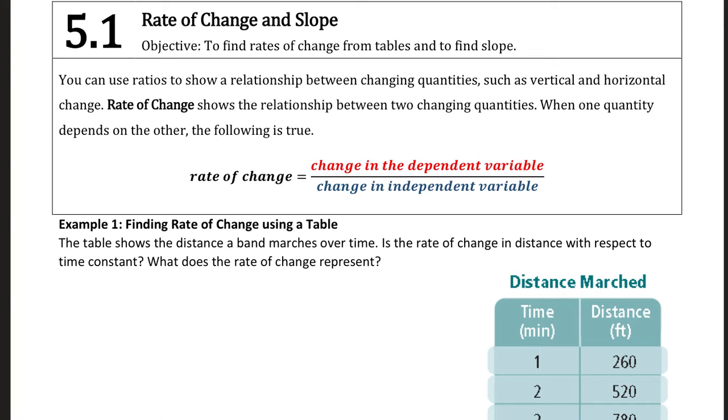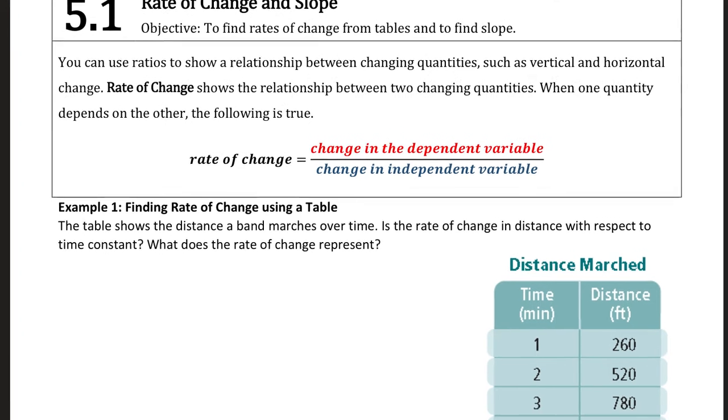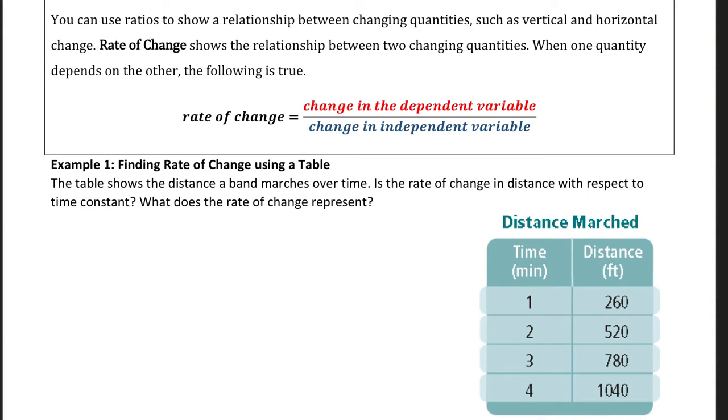Okay, so in Chapter 5, we're going to focus on linear equations, linear functions, and graphing and writing them. In order to understand linear equations, we need to first understand rate of change or slope. So I'm going to read the definition of rate of change, and then we're going to talk about how to find the rate of change and see if it's constant for a situation.